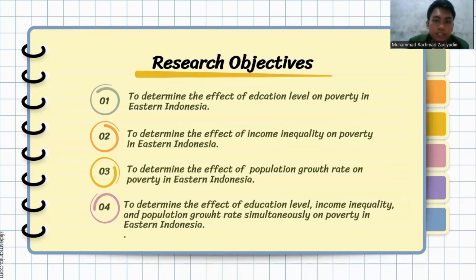And then the research objective is to determine the effect of educational level, income inequality, and population growth rate on poverty in Eastern Indonesia. And then to determine the effect of educational level, income inequality, and population growth rate simultaneously on poverty in Eastern Indonesia.